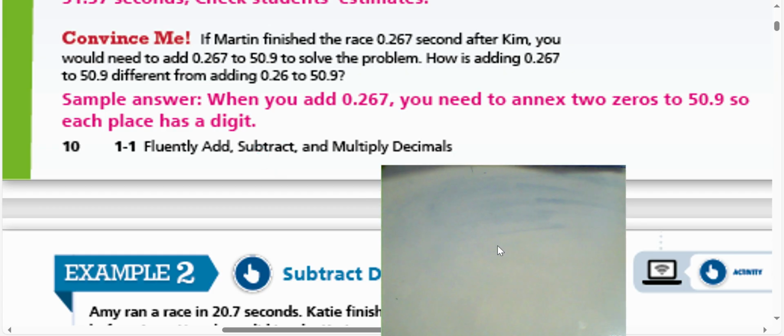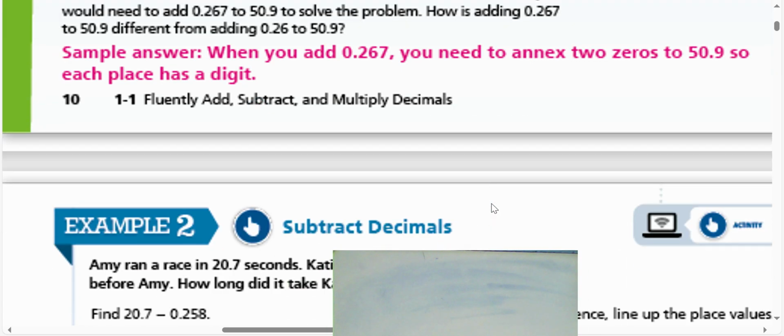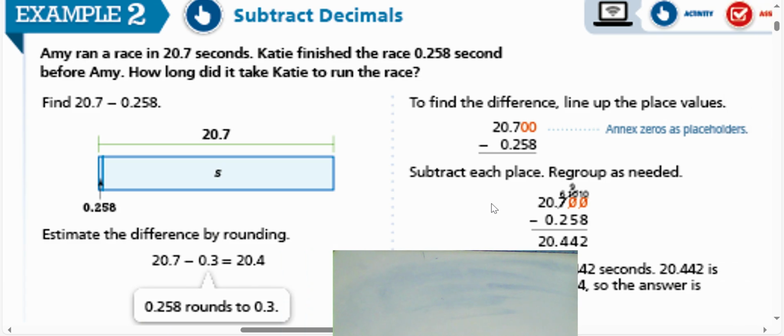Okay, example number 2, page number 11. Look here. Amy ran the race in 20 and 7 tenths seconds. Kate finished the race 0.258 seconds before Amy. How long did it take Kate to run the race? We can find the difference between the two numbers. We write 20 and 7 tenths subtract 0.258. We must put double zero here to make equal parts.